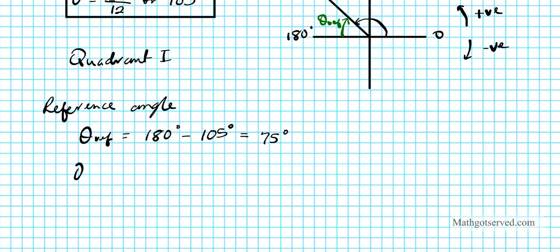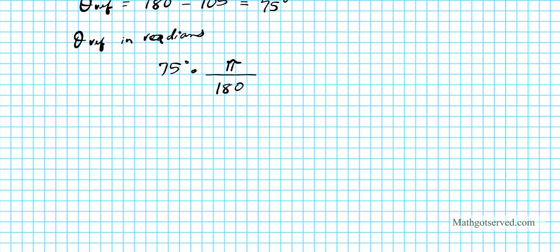So we need to find our reference angle in radians too, because it has to be expressed in the two forms. So theta reference in radians is going to be 75 degrees times the conversion factor. The conversion factor is going to be, since there's a degree here, we're going to use pi over 180. So there goes your reference angle. What we're going to do now is divide by 15. So reduce by dividing by 15. So 15 goes here 3 times.